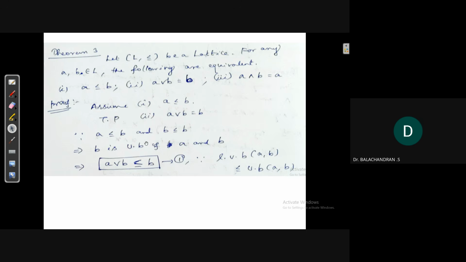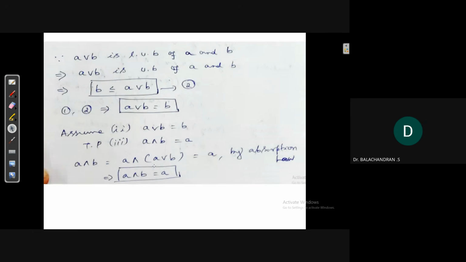So here we are dealing with the upper bound. The least upper bound of A comma B is ≤ the upper bound of A comma B. The least upper bound of A comma B is A or B, and an upper bound of A and B is B. So A or B ≤ B. This is equation number 1. We need to prove the other way.